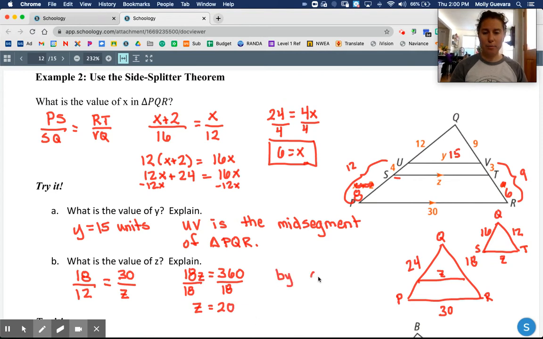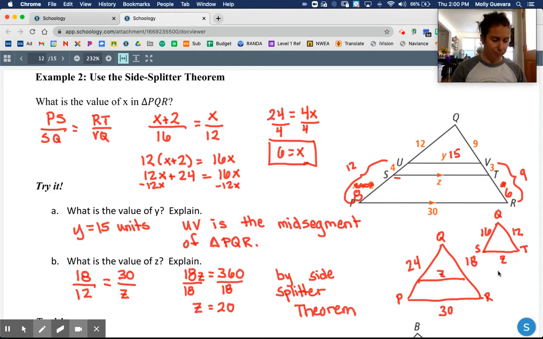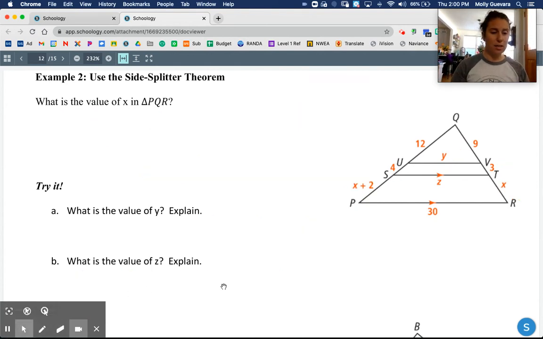By the side splitter theorem, these sides are proportionate. So if I have two of these triangles, the sides are going to be proportionate. Okay, so again, it's very helpful if you draw separate triangles, right? If you draw these triangles as separate triangles, it's a lot easier to see which triangle or which sides correspond to what and things like that. So let's look at another one.